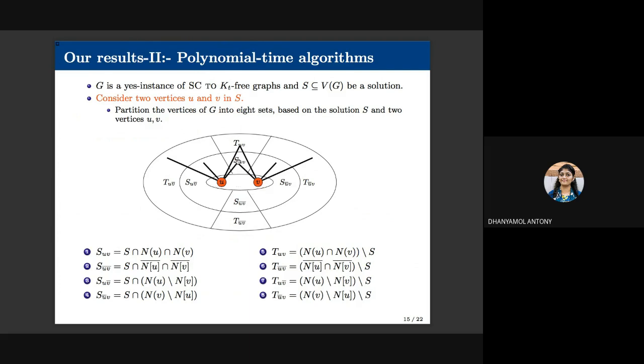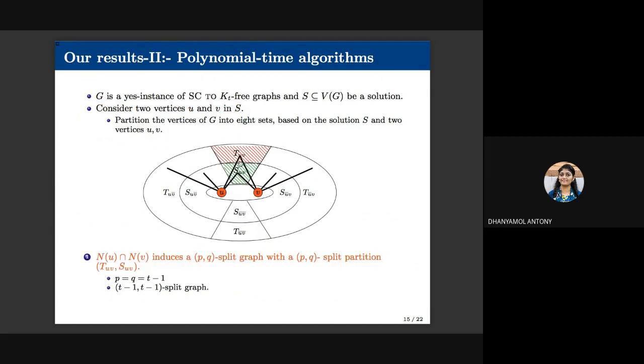Thus, S_UV is the set of vertices which are adjacent to both U and V and present in the solution S. T_UV is the set of vertices which are adjacent to both U and V and not present in solution S. Similarly, S_U̅V is the set of vertices which are non-adjacent to U and adjacent to V and present in the solution S. Similarly, other sets are defined as shown here. Now consider this shaded partition. This is the set of vertices which are adjacent to both U and V, and we proved that this partition forms a PQ split graph where P equal to Q equal to T minus 1.